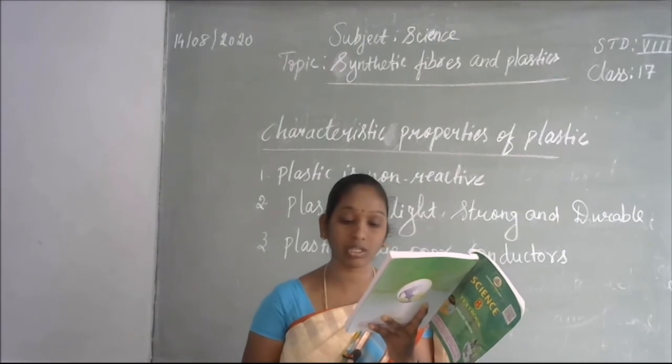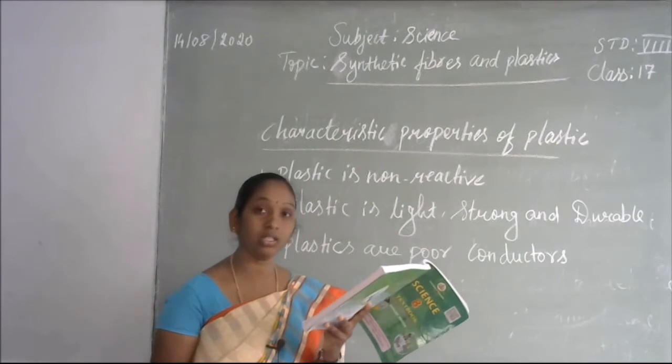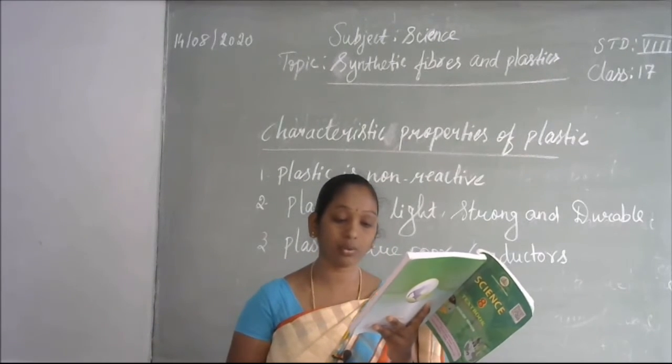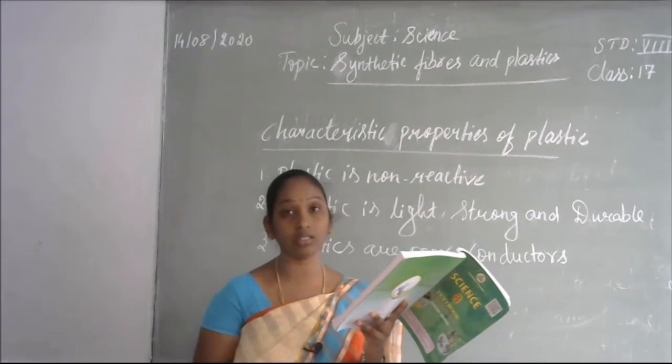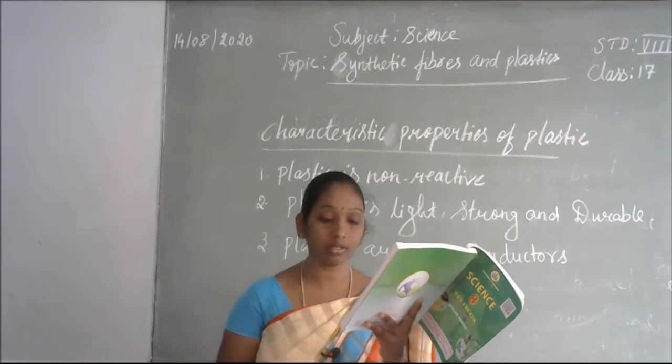Plastics are generally cheaper than metals. Cheaper means what? Less price compared to metal items. They are widely used in industries and for household articles. Because of the lower price, and because they are strong also, that is the reason they are used for industries and household articles.